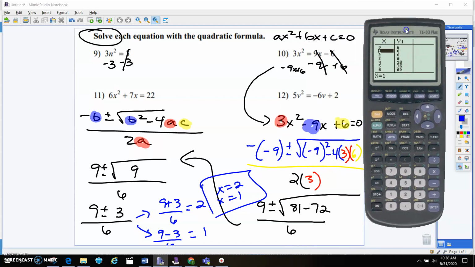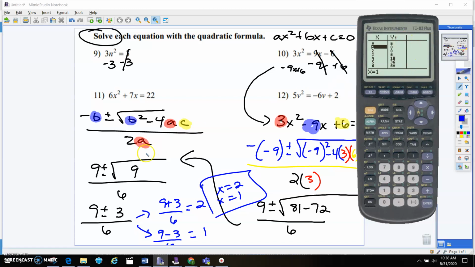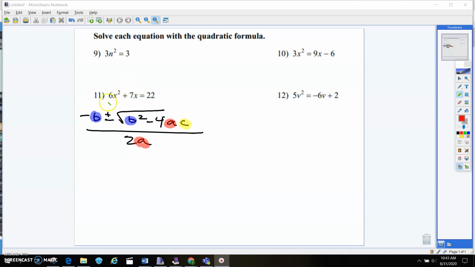Okay, go ahead and pause the video and try number 11. And I'm going to work through that one pretty quickly. So, alright, on this one, you got to make sure that you've got it in standard form. Remember, standard form is that ax squared plus bx plus c equals 0. Okay, so you want to move that 22 to the other side.